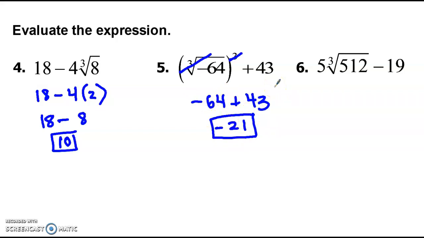And then finally, number 6, it's 5 times the cube root of 512, which is 8, minus 19, bringing everything down. And remember, you're going to do multiplication first. So 5 times 8 is 40. Subtract 19. You should be left with 21.